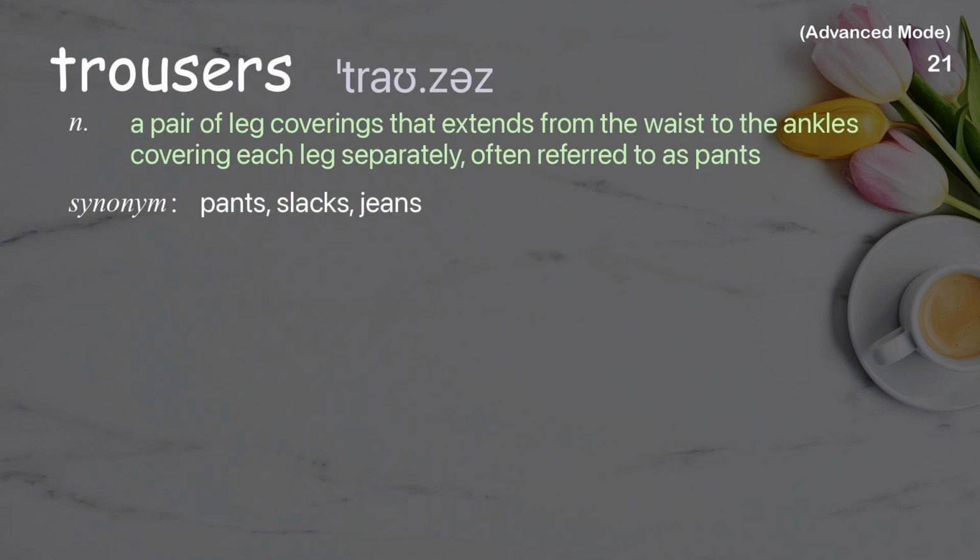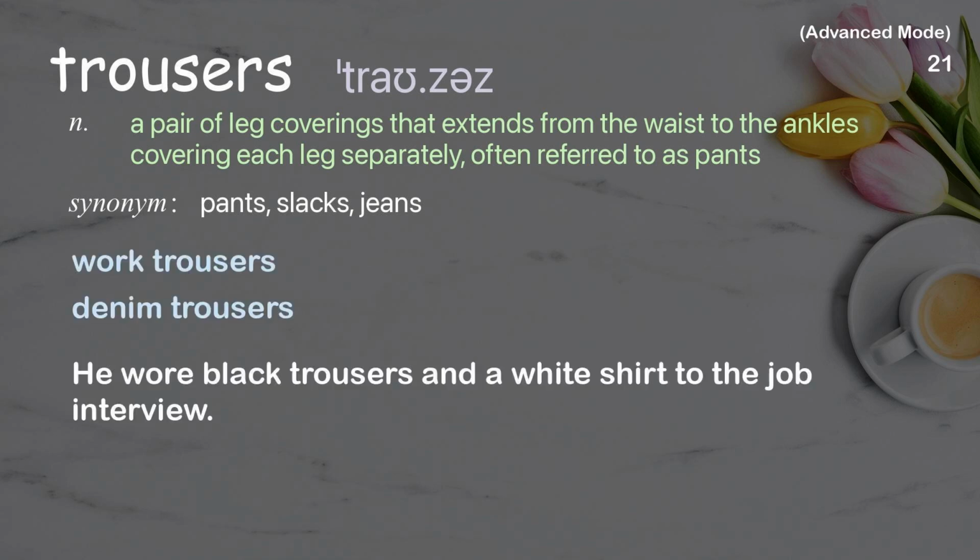Trousers. A pair of leg coverings that extends from the waist to the ankles, covering each leg separately, often referred to as pants. Examples: Work trousers, denim trousers. He wore black trousers and a white shirt to the job interview.